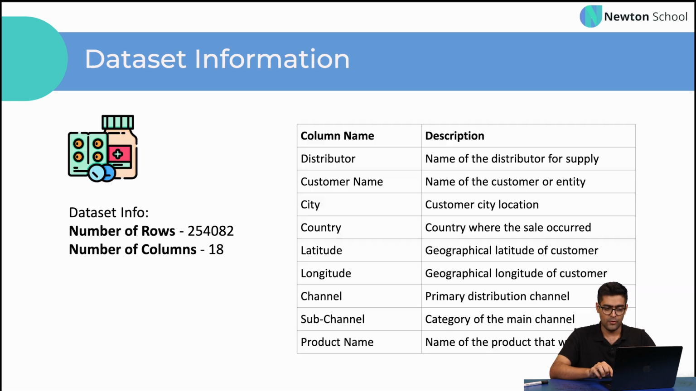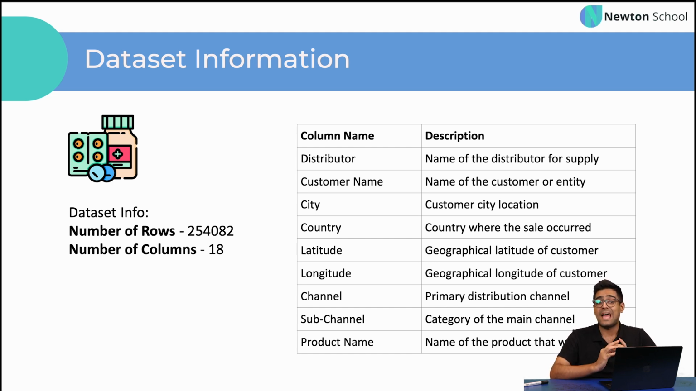Okay, moving ahead. This is the dataset information that is provided. Number of rows are 254,000, 18 columns. The main columns here are distributor. As I mentioned, the data is centered around a distributor. It's a wholesale distributor sales data. So the column is distributor, customer name, who is buying, city, country, location of the customer. Lat long will help us draw a map in Tableau so that you can look at the geographical countries that the data is provided for.